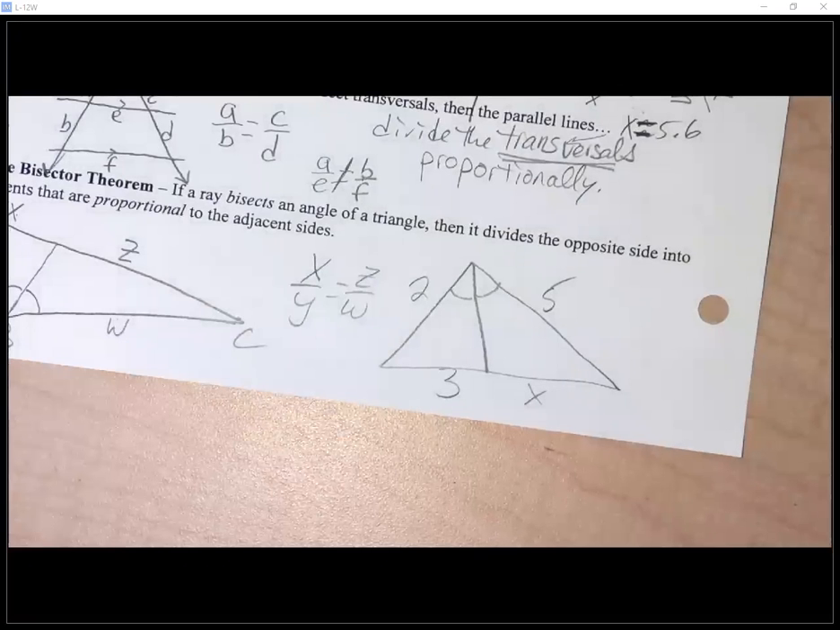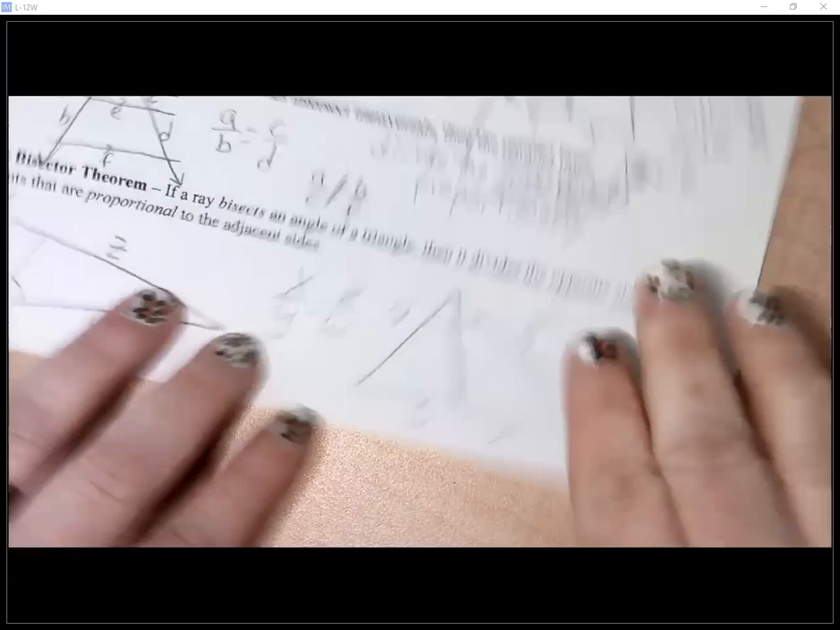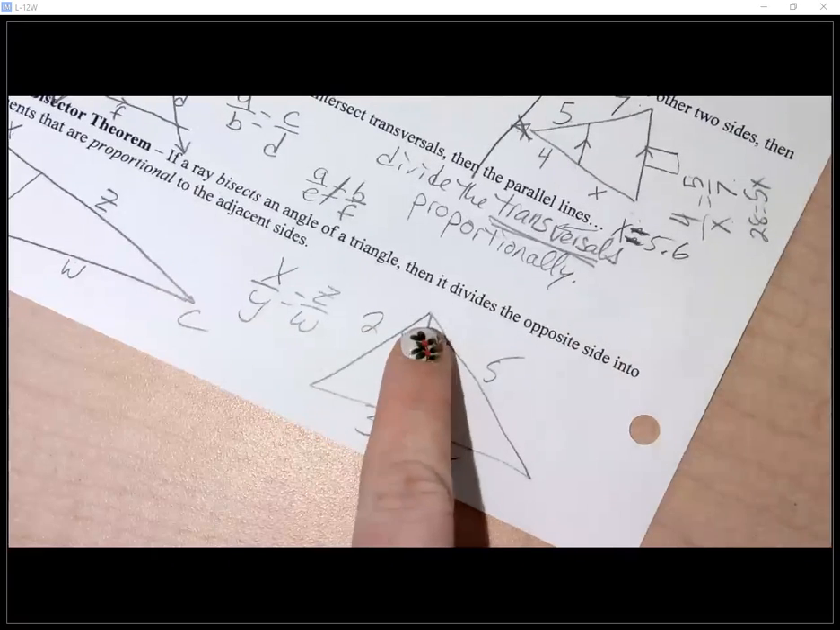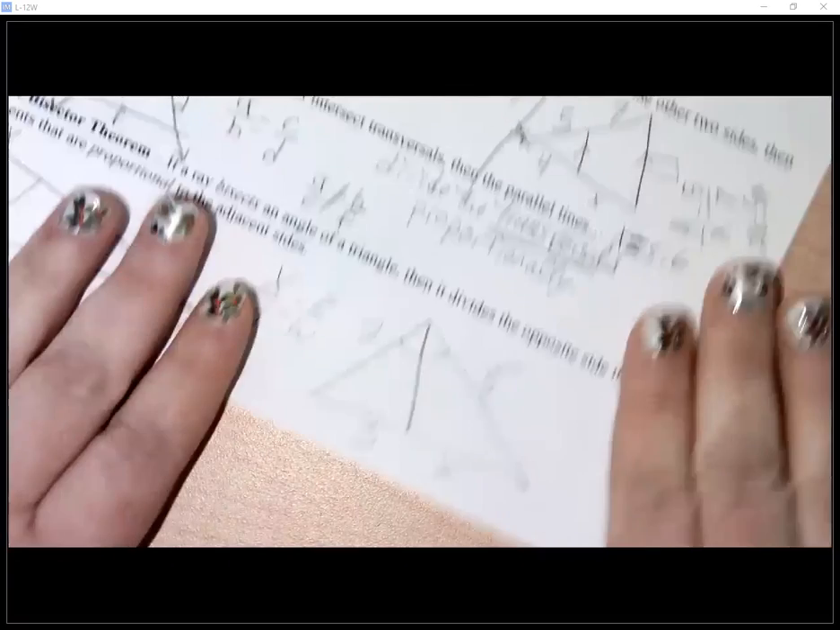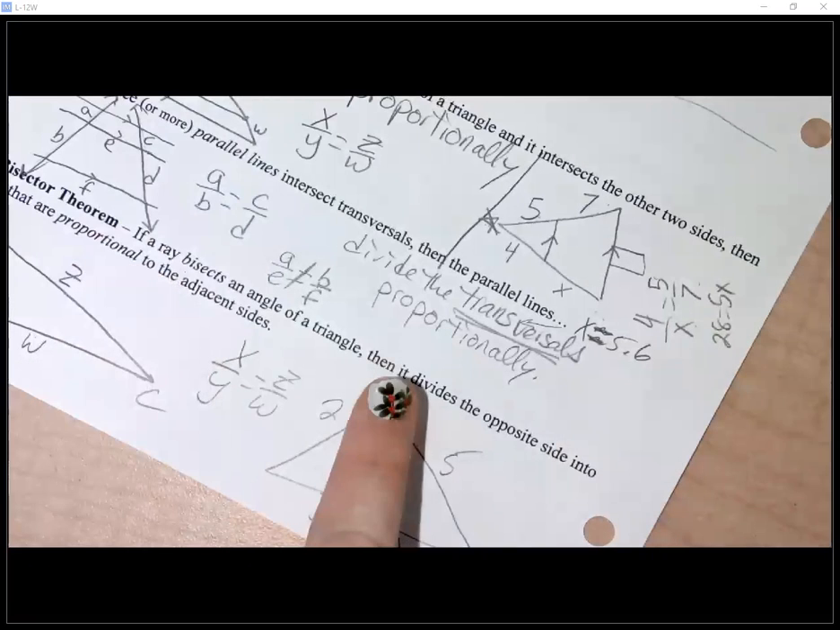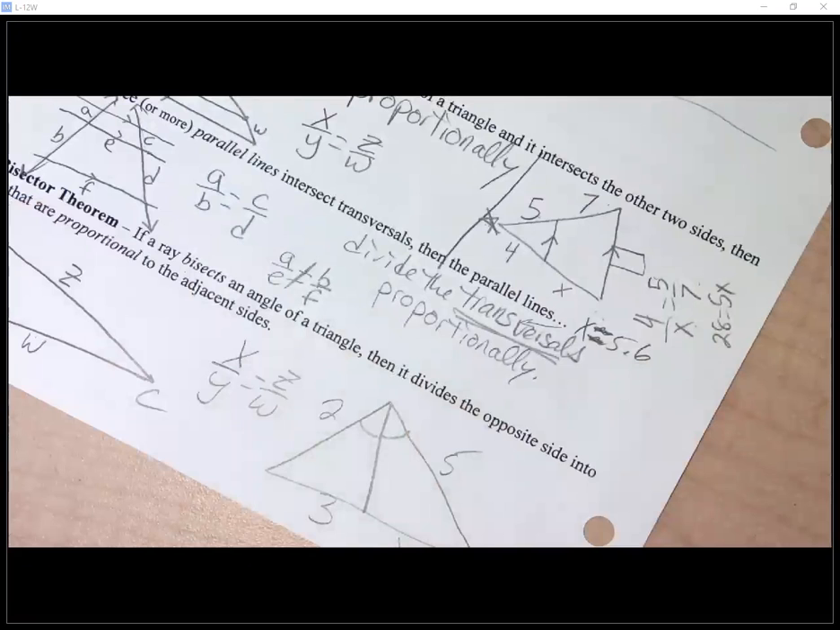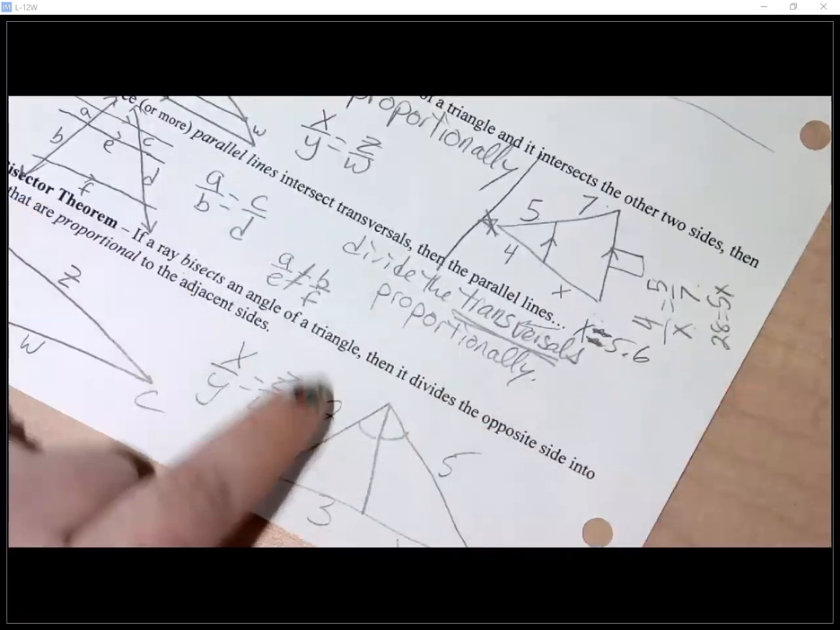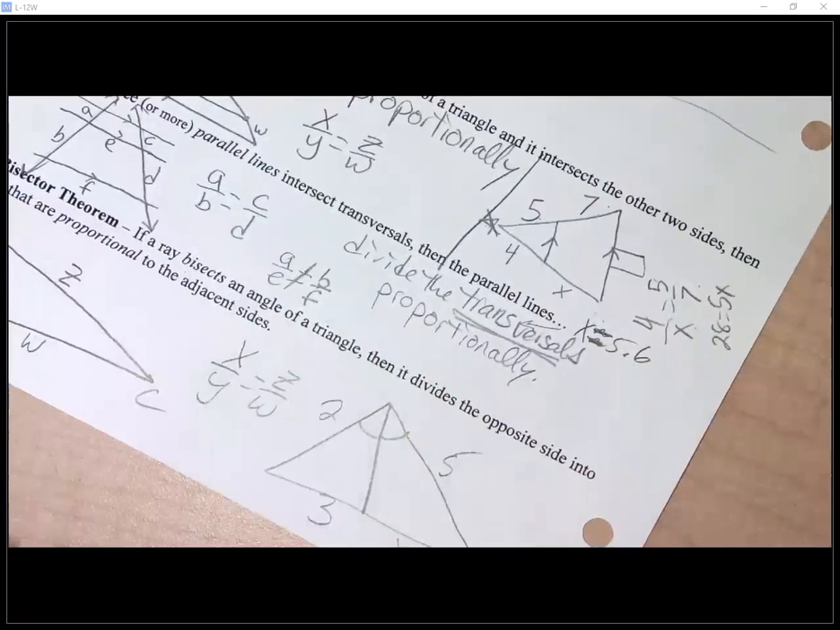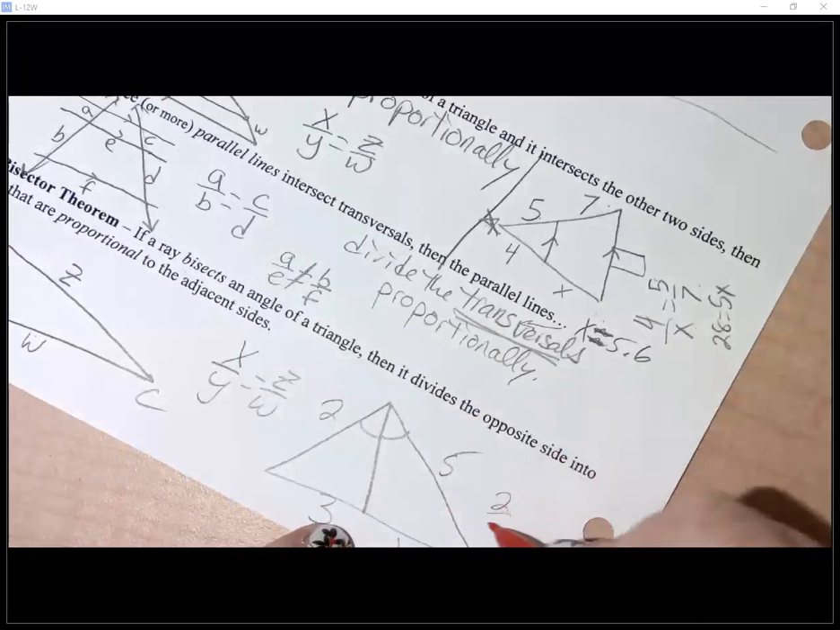I'm telling you, either have the angle that's being split pointed right at you or right away from you. So in this case, it's going right away from me. And then I just, boop. That's it. So now you know it's just 2 over 3 equals 5 over X. Boop. So much easier. When you are taking your quiz or test, feel free to boop.